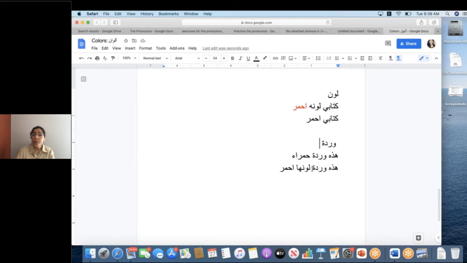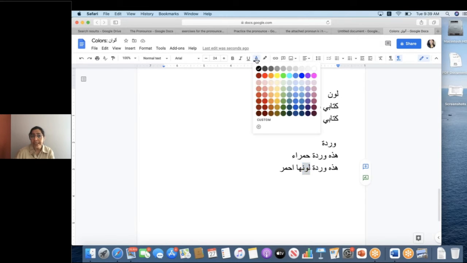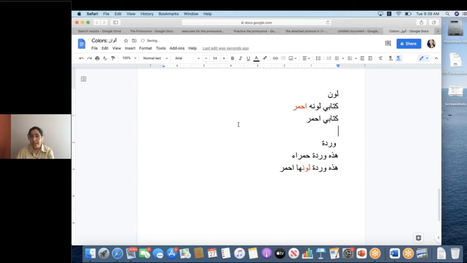But if you use the word لون, and we know the word لون means color, but it's masculine, we will say هذه وردة لونها أحمر. Its color is red. So if you ask yourself, okay, Selwa, why do you use أحمر here and why do you use حمراء here, when in both of them I am describing the rose, which is feminine?